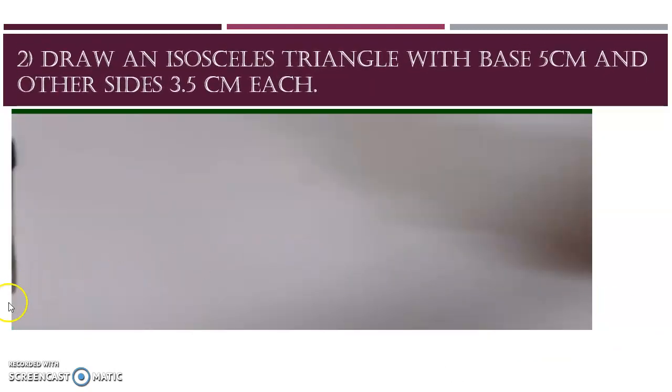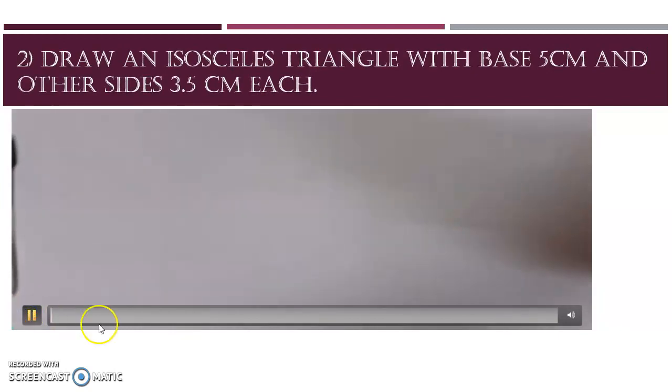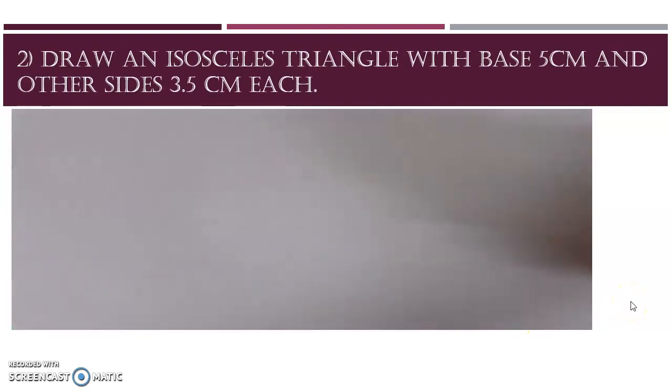Now have a look at the second question. Our question is, draw an isosceles triangle with base 5 centimeter and other sides 3.5 centimeter each. Now before beginning our construction, we will see what is asked in question. It is said draw an isosceles triangle. So what is the meaning of isosceles triangle?